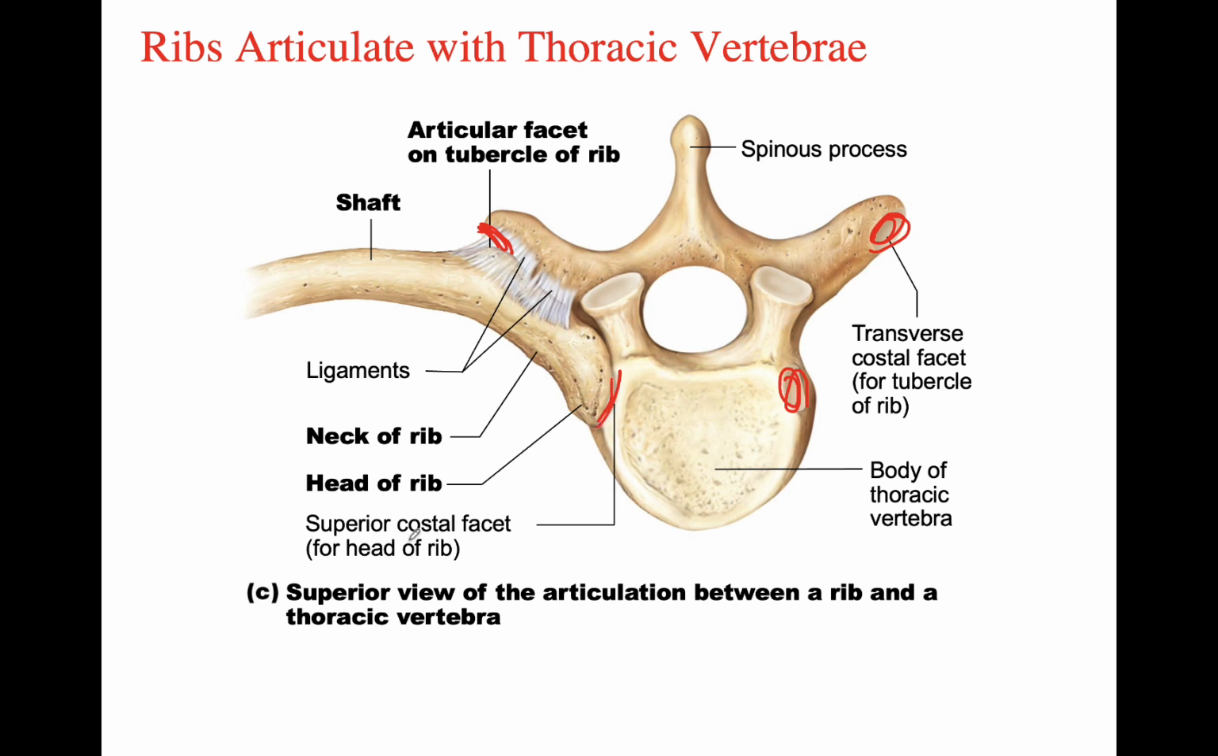These costal facets are called costal because costal refers to ribs. So the rib will come, it'll bind with ligaments to the transverse facet, and it'll come around and it'll bind to the costal facets that's going to be found on the body of the vertebrae.